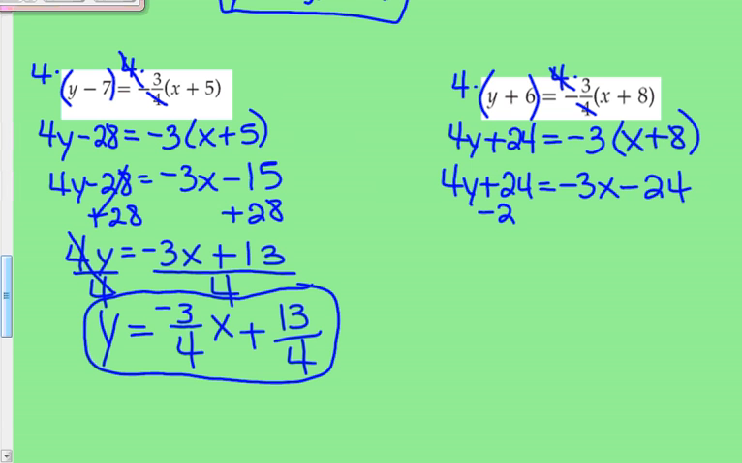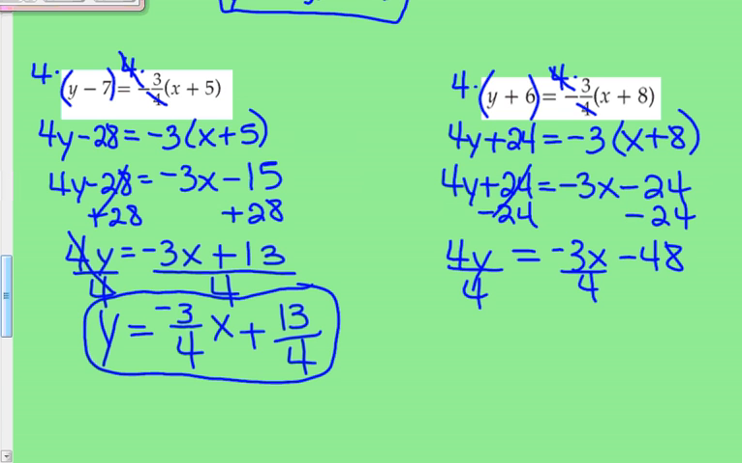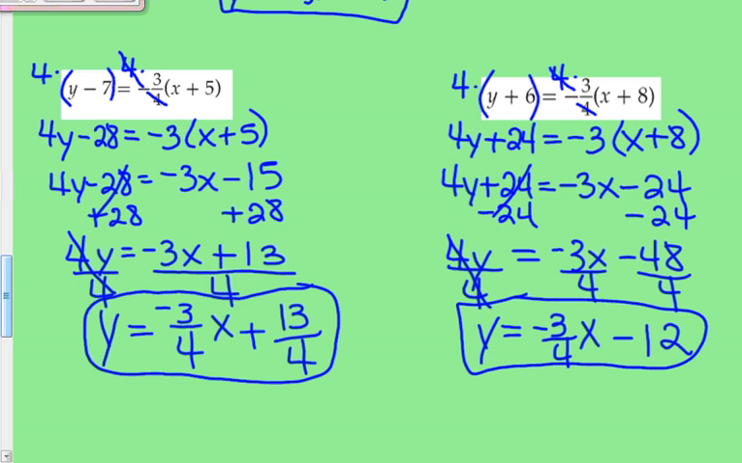Next step is to combine my 24's, or move this 24 to the other side. I'm left with 4y equaling negative 3x minus 48. And now I'm going to divide everything by 4, leaving y equals negative 3/4 x, just leave it like that, minus 12. And that's slope-intercept form again.